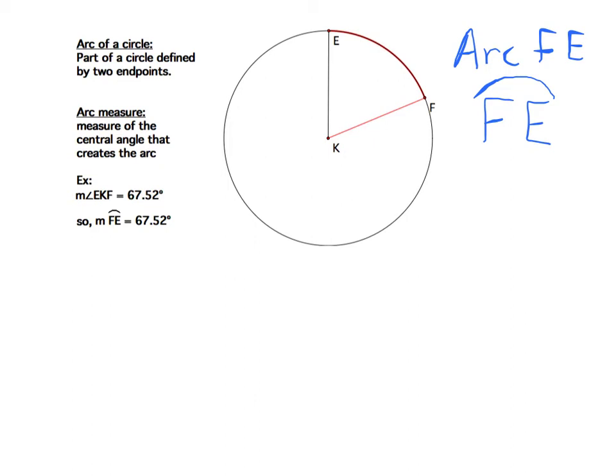You might wonder, well, what about the other part of the circle? We've sort of cut it into two parts. There's FE and then there's the rest. We'll talk about the rest of that in just a second. But for now, we have arc measure is the same as the measure of the central angle. Now there are different types of arcs.